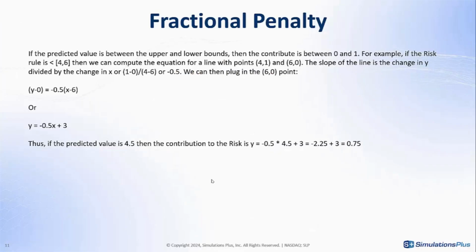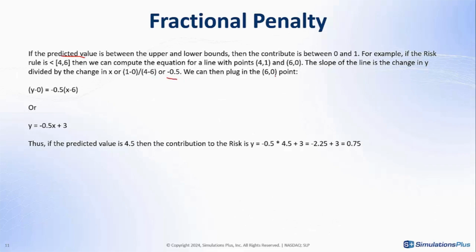Okay, this slide addresses a fractional penalty. If the predicted value is between the upper and lower bounds, then the contribution is going to be between 0 and 1. For example, if the risk rule is less than 4 to 6, anything below 4 gets a full penalty, and anything above 6 gets no penalty at all. We can compute the equation of the line for points (4, 1) and (6, 0). The slope of the line is the change in y divided by the change in x, so it'd be (1 minus 0) over (4 minus 6), or negative 0.5 for the slope.